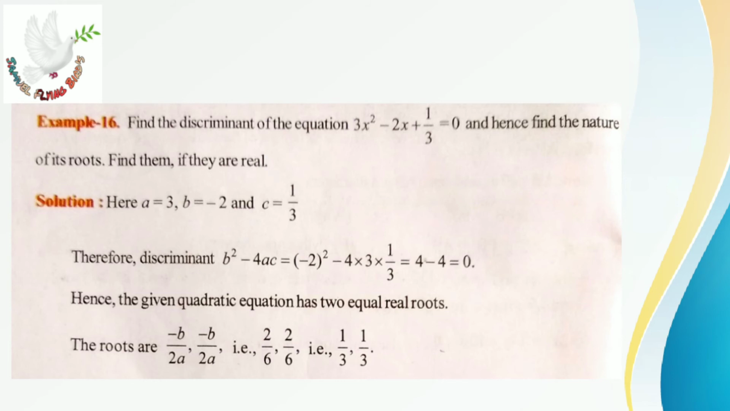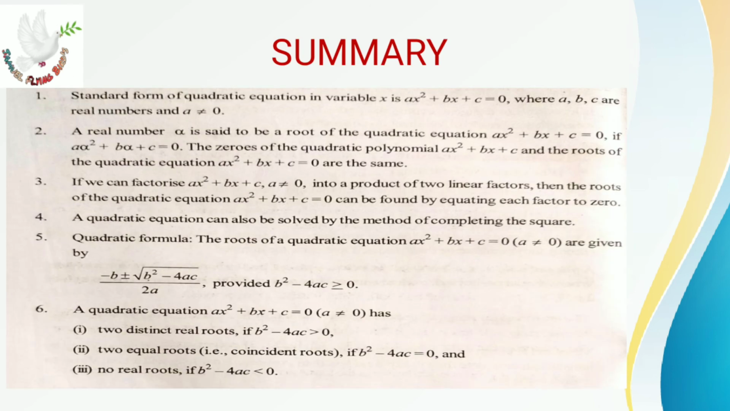Coming to the formula, minus b by 2a. If we substitute, we get 2 by 6. These are the two roots which we get in the quadratic equation if they are real and equal. So this gives the nature of the roots: the roots lie on only one point, they are the same, and by this we can complete the chapter on quadratic equations.